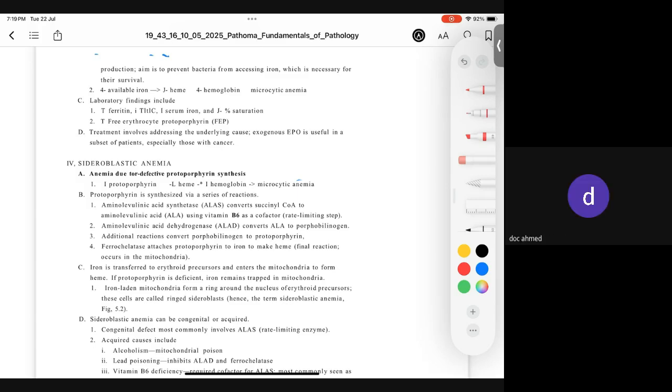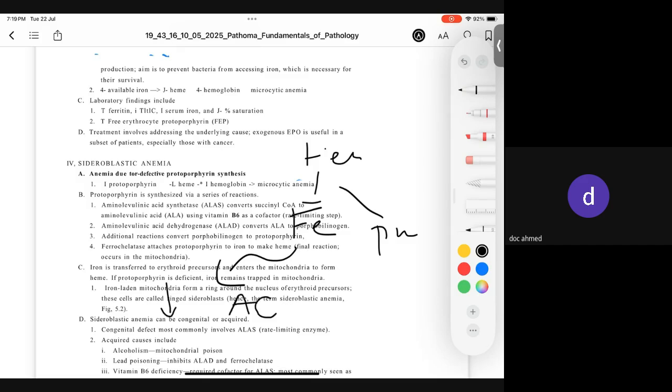So this was all about iron, right? We discussed iron. Now, we have heme. We discussed that heme is made up of iron and protoporphyrin. For the iron, we discussed if we have decreased dietary intake of iron or we have anemia of chronic disease, right?